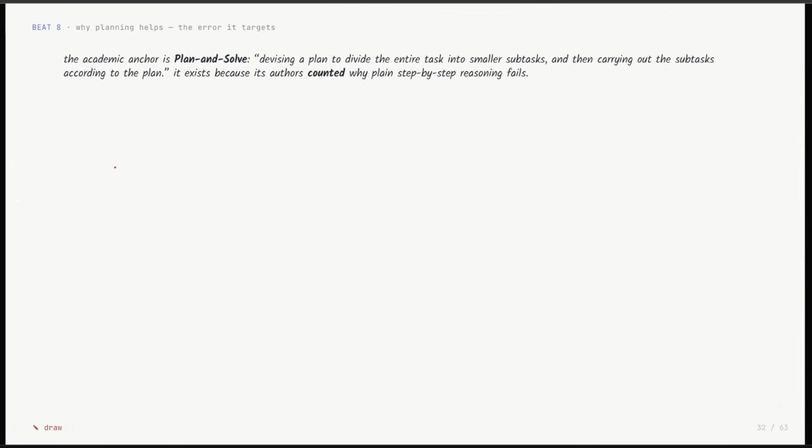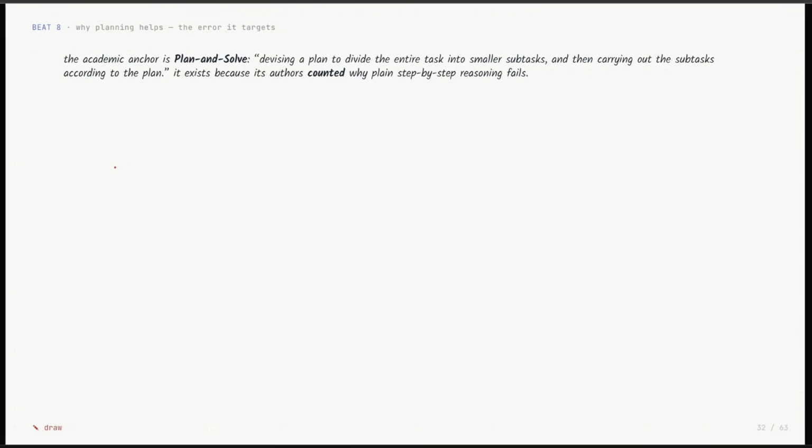So what's the point of this whole thing? Why does planning actually work at all here? The academic anchor is Plan-and-Solve. You devise a plan that divides the task into smaller subtasks, then carry out the subtasks according to the plan. And that paper exists for a good reason.